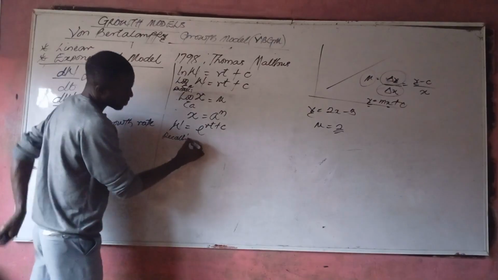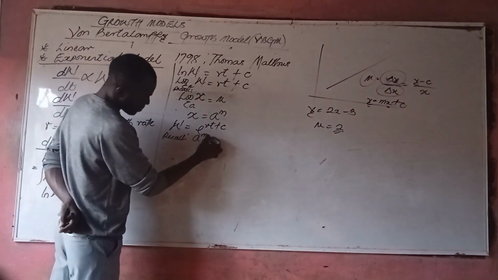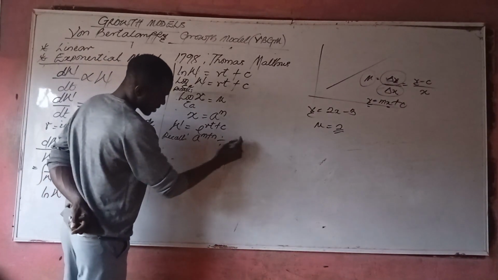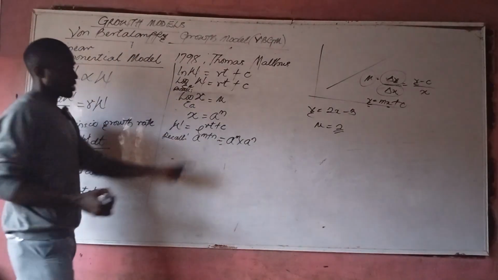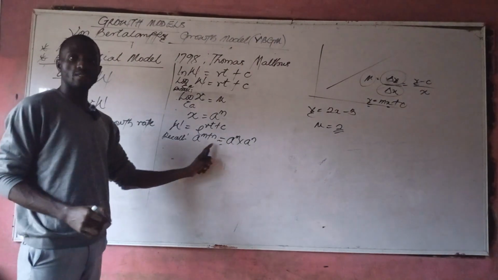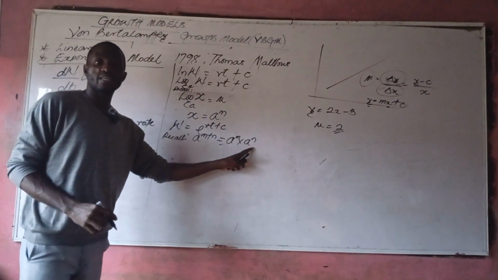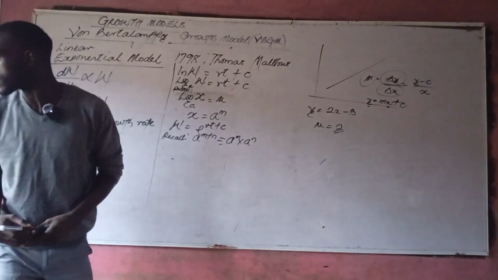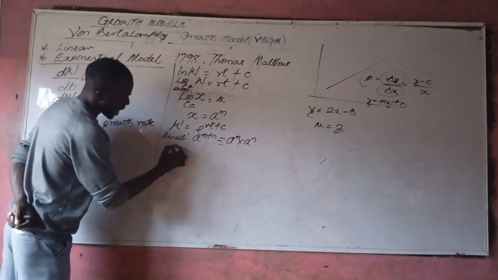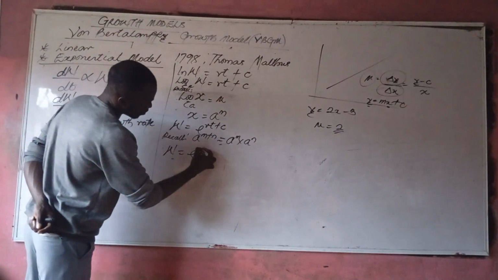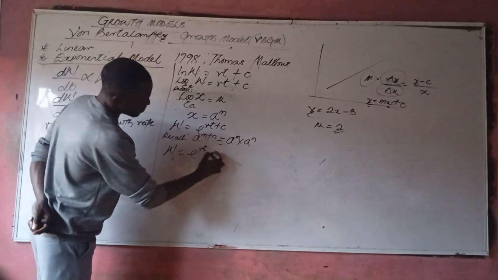again that a raised to the power m plus n is the same as a raised to the power m times a raised to the power n, right? This is where it came from. Remember, multiplication of base leads to addition of power, right? So we can therefore say that w will become e raised to the power rt multiplied by e raised to the power c.